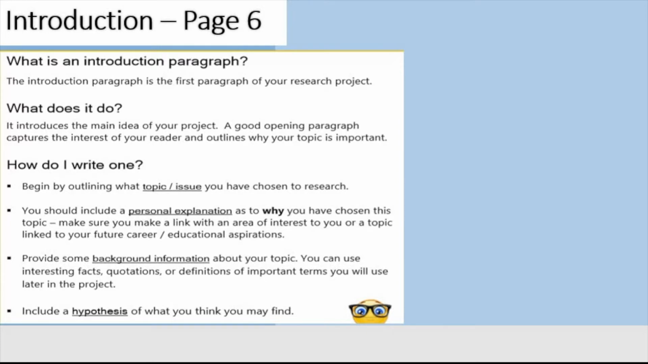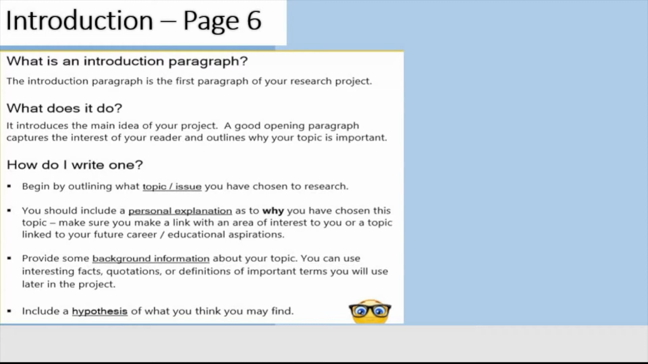Well, you should begin your introduction by outlining what the topic or issue that you've chosen to research is. So, for example, what I've chosen to research, blah blah blah, these are the reasons why. So that's bullet point number 2, including a personal explanation as to why you have chosen this topic.